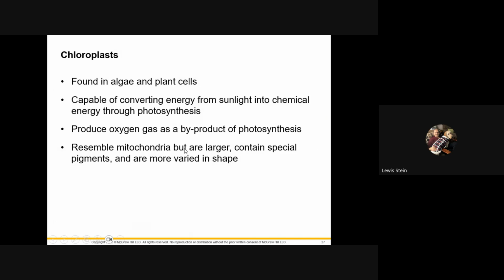So they resemble mitochondria, the chloroplasts. They're larger. They contain the special pigments. Those are chlorophyll. When light hits it, it does energy boosting.